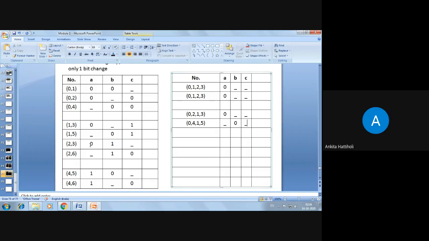No, ma'am, you cannot do. Okay. Next 0 4 2 6. Yes, ma'am. Possible. How will this come out? 0 4 2 6 is dash, dash, dash, and 0. Okay?